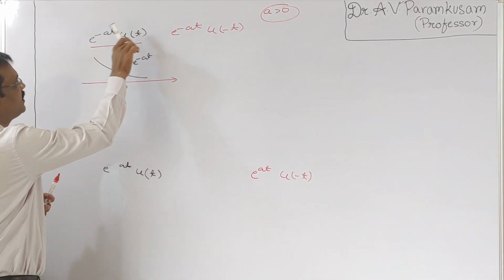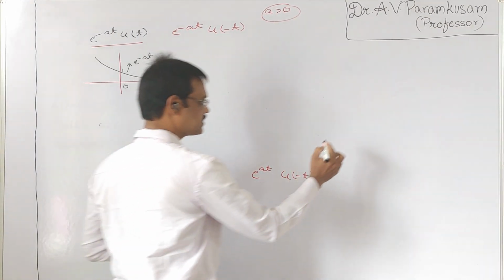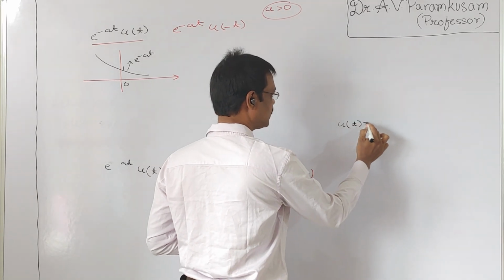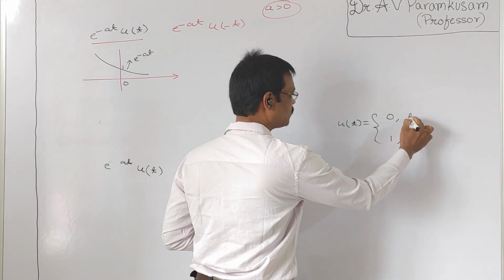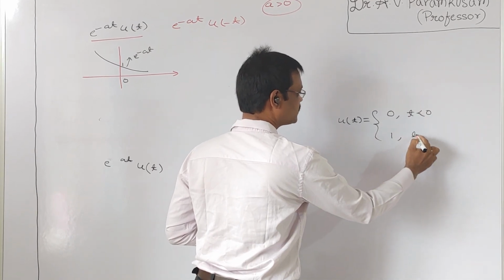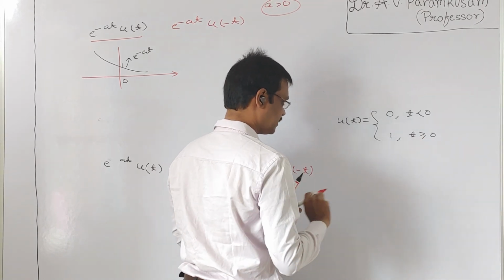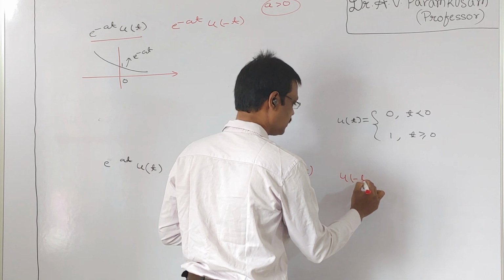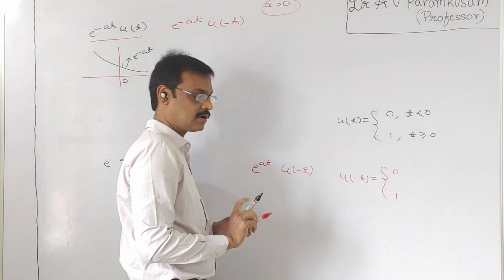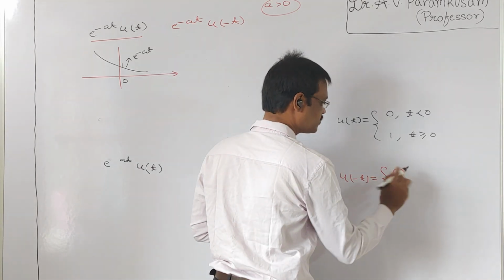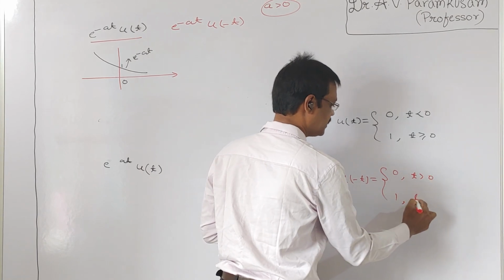But here we need to draw e to the power of minus at into u of t, no? What is u of t? u of t is a signal whose value is either 0 or 1. Its value is 0 when t is less than 0, and its value is 1 when t is greater than or equal to 0. Similarly, u of minus t. What is u of minus t? u of minus t is also equal to 0 or 1.